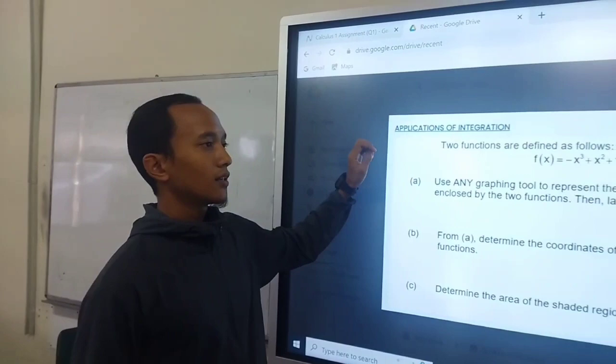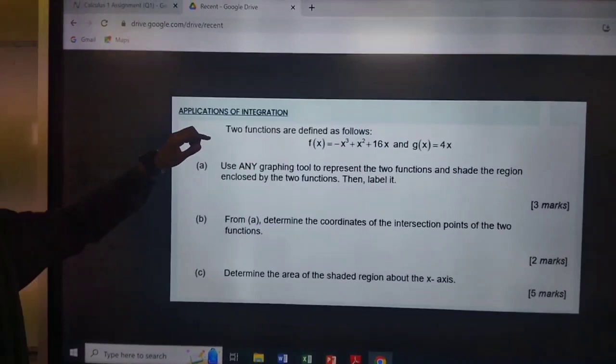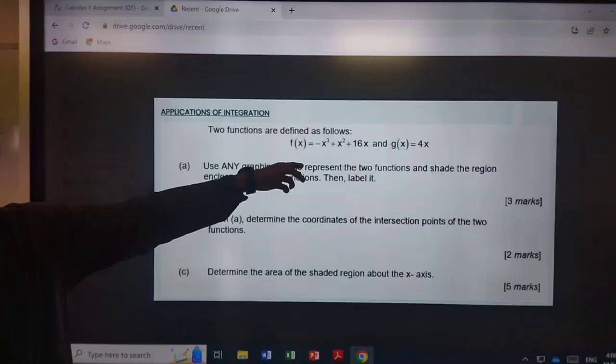For assignment Calculus 1, the topic is applications of integration. The question says, two functions are defined as follows. f(x) is equal to negative x cubed plus x squared plus 16x, and g(x) is equal to 4x.